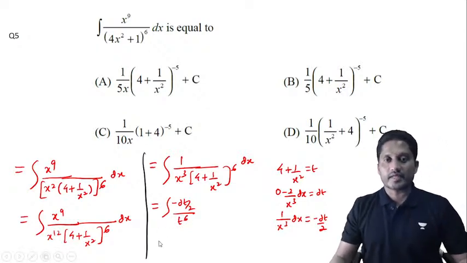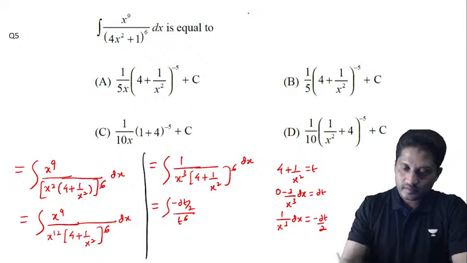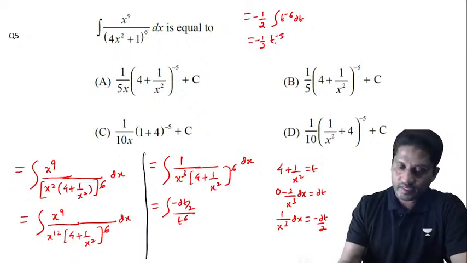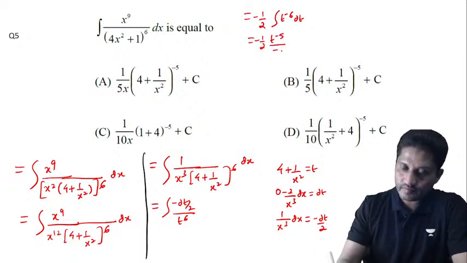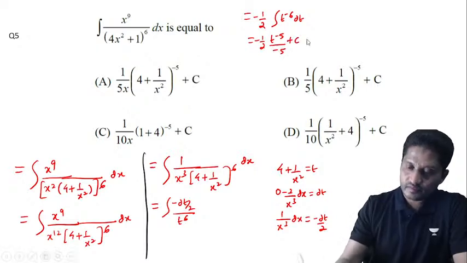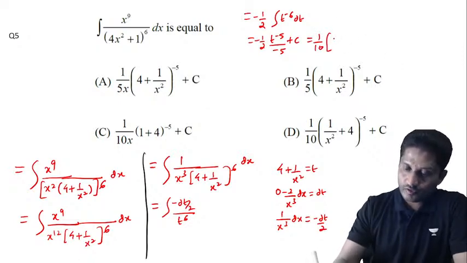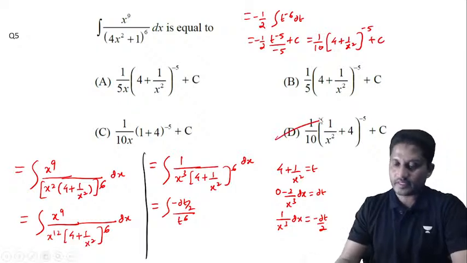Now if I shift to numerator, this becomes minus 1 by 2 t to the power of minus 6 dt. Minus 1 by 2 t to the power of minus 5, divided by minus 5, plus c. Alright, so this is 1 by 10. Substitute the value of t. Value of t is equal to 4 plus 1 by x square whole power minus 5 plus c. Answer will be option D.